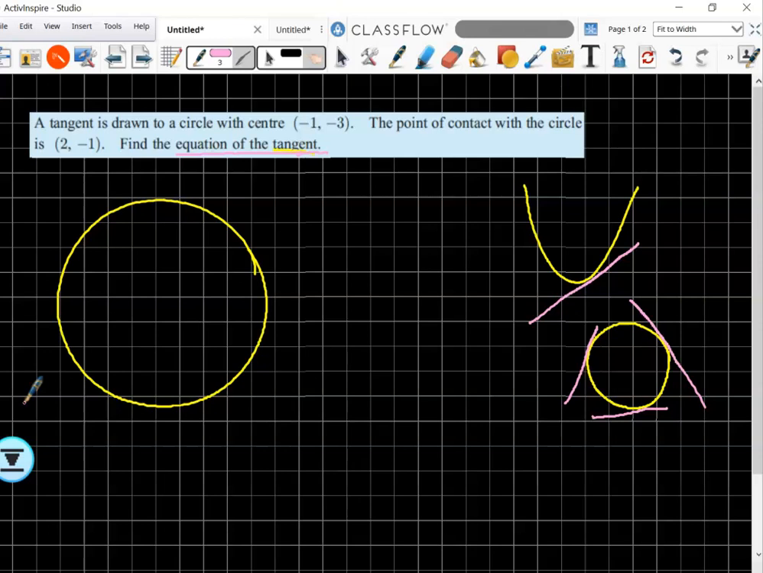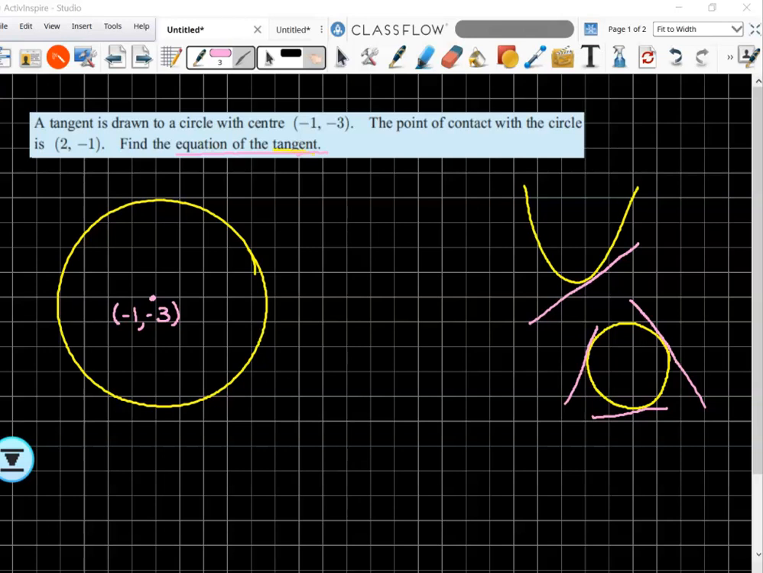Centre. So everyone should have drawn a circle. And we want to put the centre in here as (-1, -3). What we should no longer be doing is saying, oh, I don't know what to do, so I'm not going to put anything on paper. We're not doing that anymore. We're going to put something down as much as we possibly can. So the point of contact with the circle for this tangent is (2, -1). So what are we going to do with that?